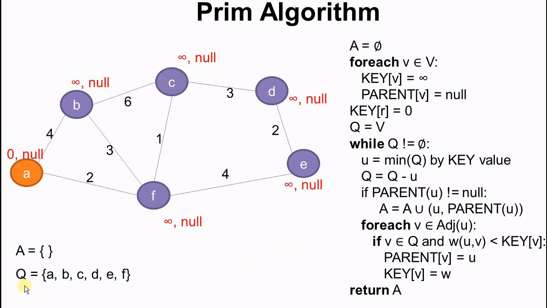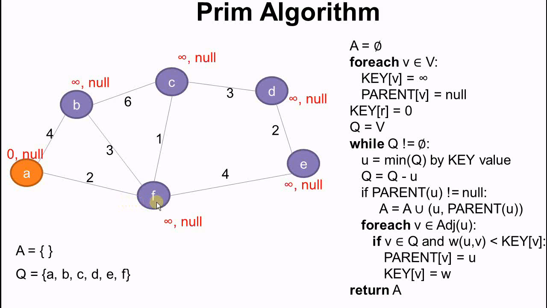Then we create Q, which contains all the vertices in the graph. Next, we enter the while loop. We find the vertex in Q with the smallest key. In this case, the vertex in Q with the smallest key is A because A's key is 0. Then we remove A from Q. Since the parent of A is null, we'll skip this statement. Then we'll update the attributes for all the vertices which are adjacent to A.